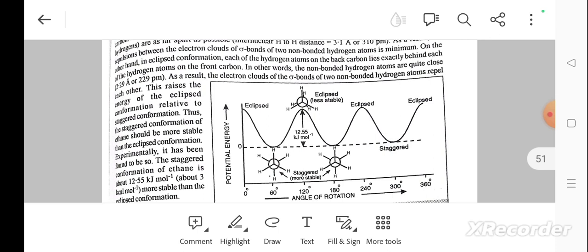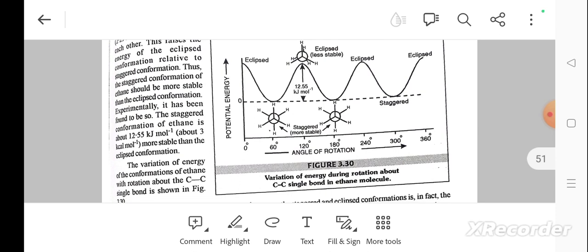Thus, the staggered configuration of ethane should be more stable than the eclipsed configuration. Experimentally, it has been found to be so. The staggered configuration of ethane is about 12.55 kilojoules more stable than the eclipsed configuration.